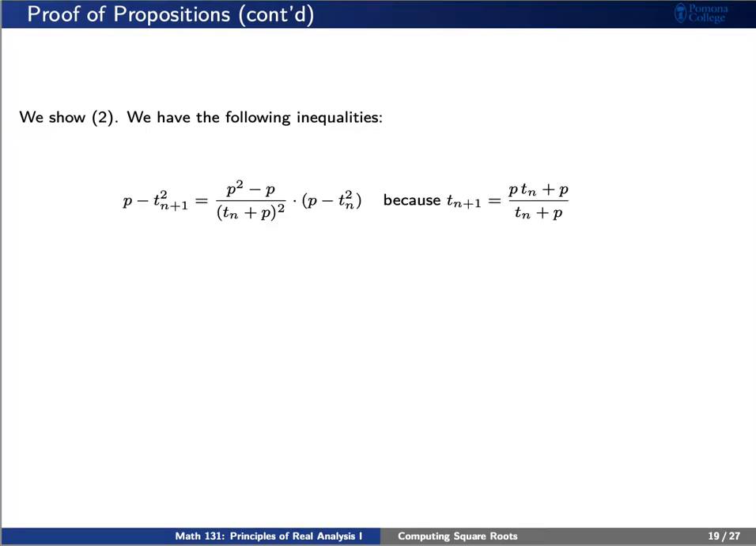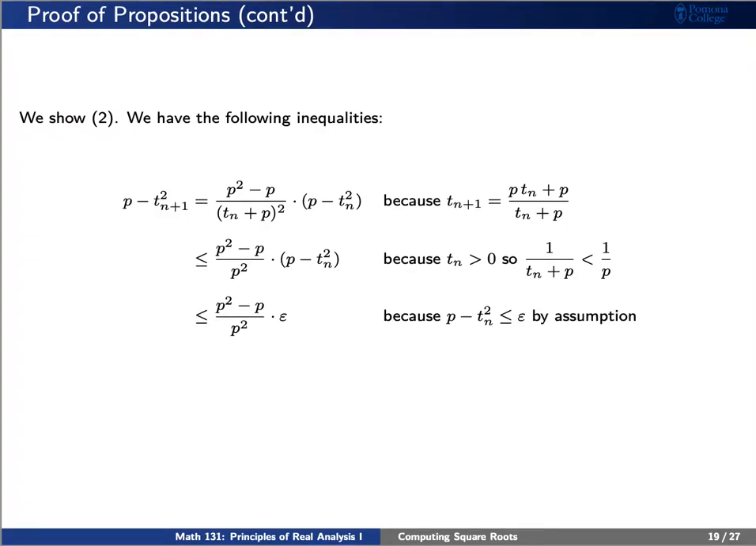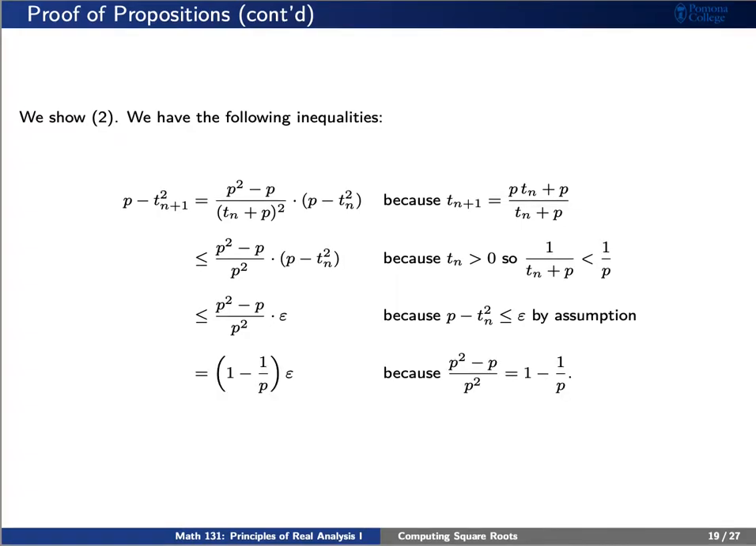Now let's try to prove the second statement. We'll have to show a few inequalities. First, p minus t sub n plus 1 squared we can express in terms of p minus t sub n squared, just by substitution of formulas. Second, we see that this is less than or equal to a similar formula times p minus t sub n squared. Third, because we have by our assumption p minus t sub n squared is less than or equal to epsilon, we're able to conclude the formula that we desired.